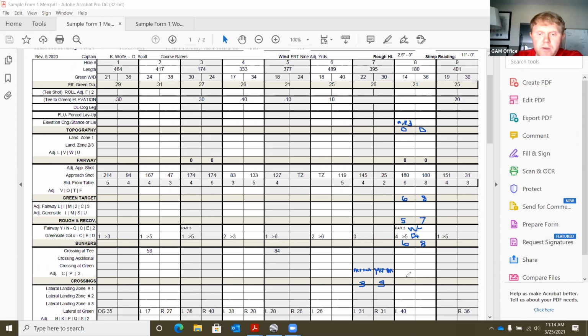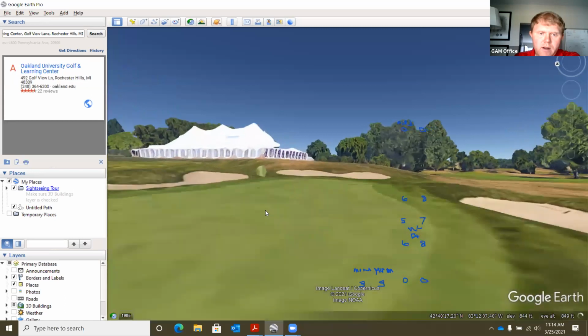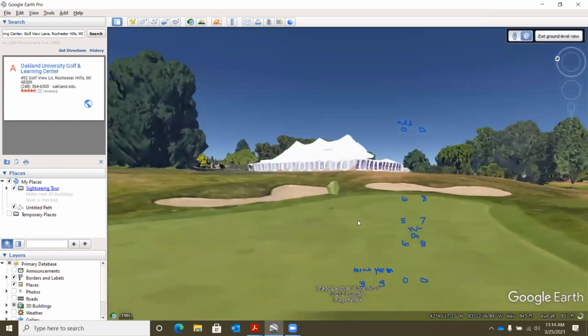For our crossings, we don't have any, so we can take care of those really quick. If we go back and we look at the hole, when we look at our laterals have been measured for us. So left 40. So we're at the green. Left 40 is going to be this.